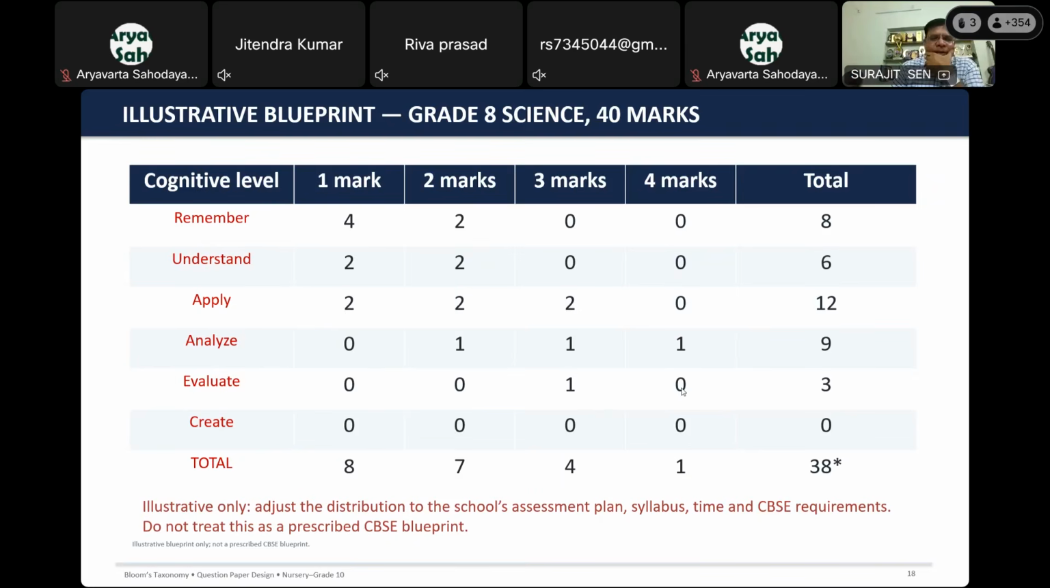Okay. Evaluate, you may not have one 3 marks question. Create, of course, for creation and all, you cannot have 1 mark or 2 mark question. You may go for a 4 marks question or a 5 mark question or something like that. Okay.